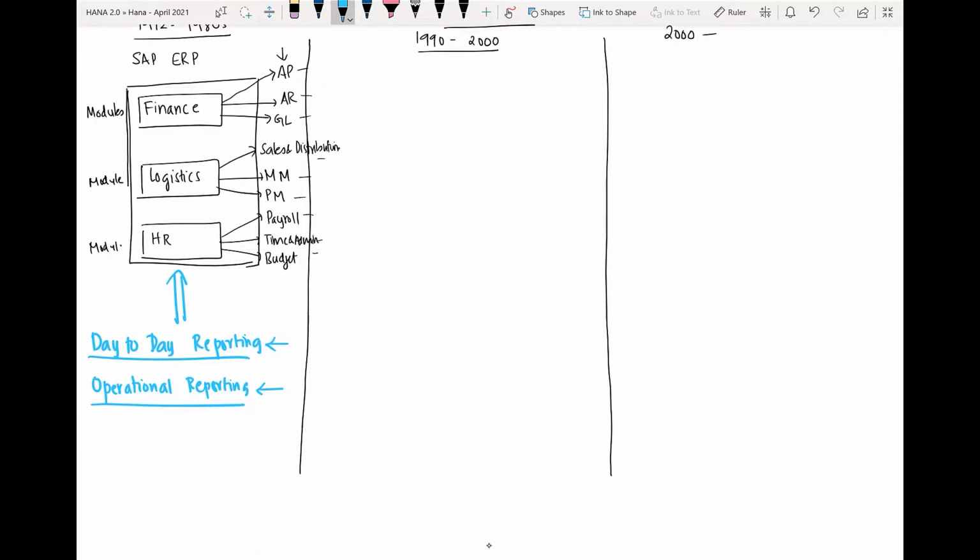So what was not available at that point? No analytical reporting concept was available. What I mean by analytical reporting is there was no focus on, can I plan for the next 6 months? Can I plan for the next year? Can I do forecasting? Can I do trend analysis? These concepts were not available at that point of time.